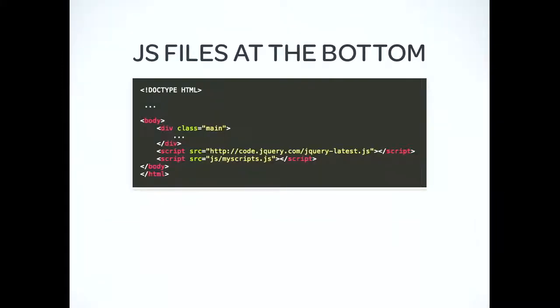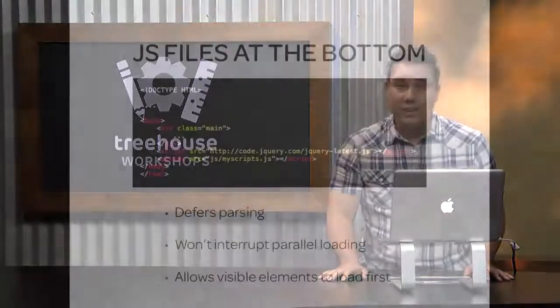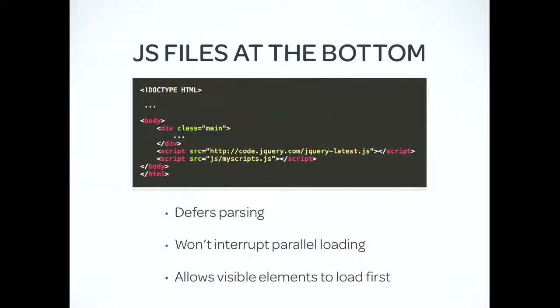So first up, we should place all JavaScript files at the end of our HTML document, right before the closing body tag. Doing this defers the parsing of JavaScript. JavaScript that is loaded towards the top of an HTML document slows down a page because it blocks the browser parsing of the page, and it interrupts the parallel loading process. So it's better to call them at the end of the document. That way we allow the visible elements to be loaded before the JavaScript, which makes the page appear to load much faster.